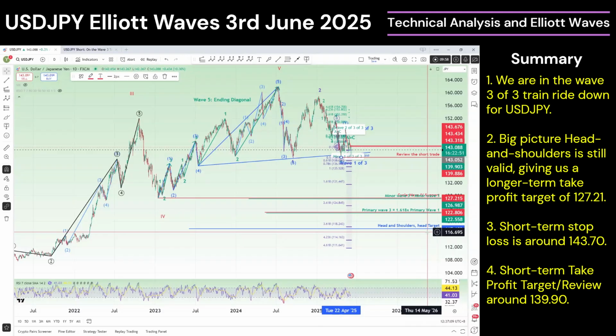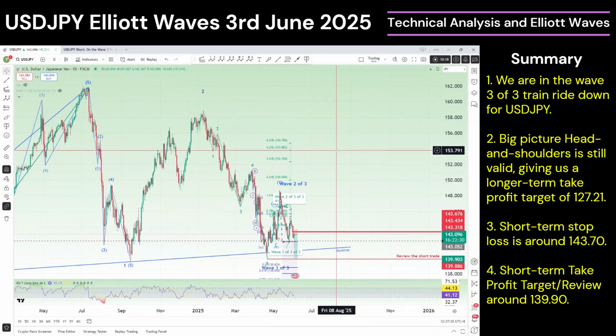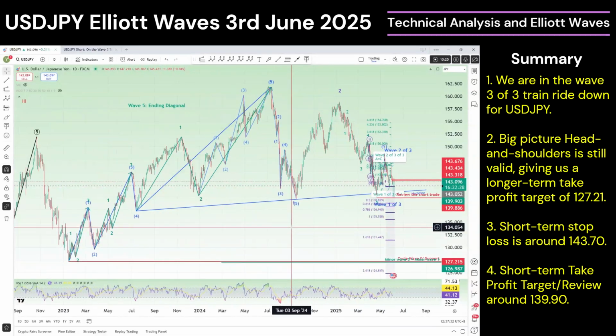Which is 117. And in between we also have other targets, like this support target over here, and then the primary wave 3 equals 1.618 times wave 1 kind of target, right? So this is overall a dollar short idea, okay? And yeah, it has a huge potential, right? So just write it out, and I believe we'll all be greatly rewarded.